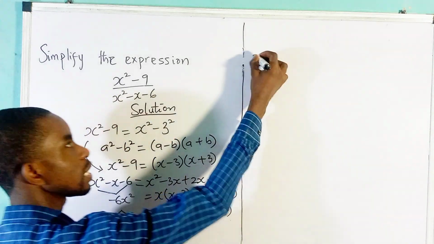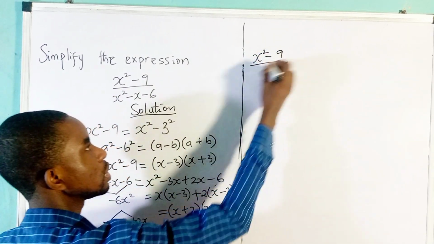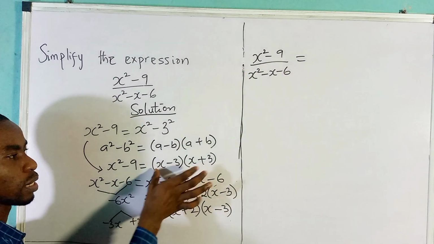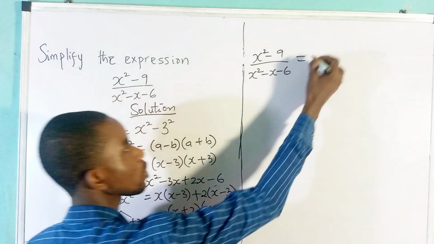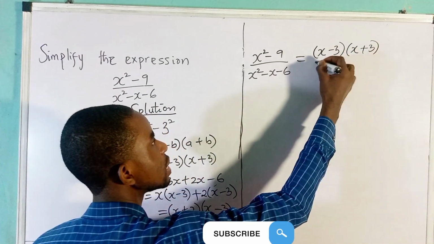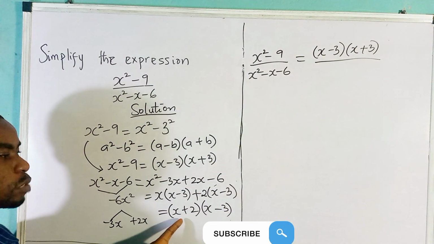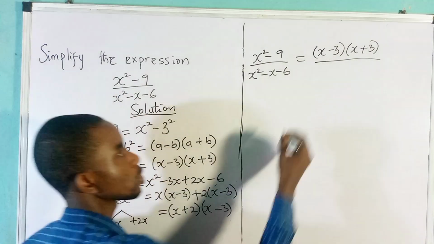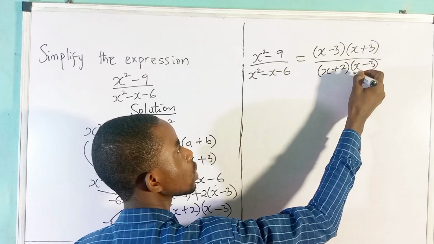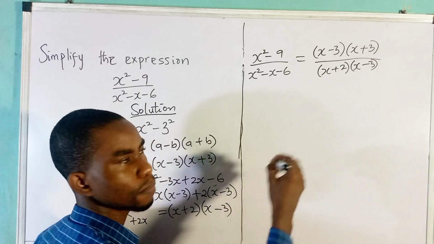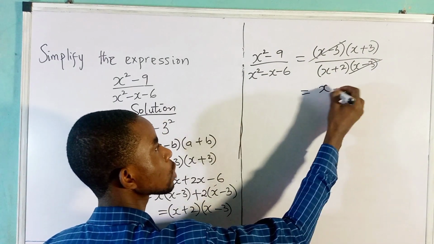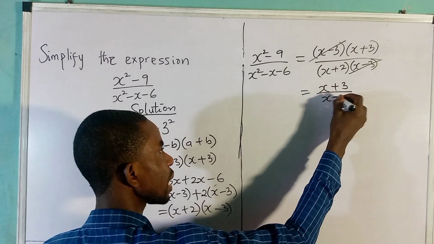Therefore, x squared minus 9 divided by x squared minus x minus 6 can be written as x minus 3 times x plus 3, and then divided by x plus 2 into x minus 3. So these two are the same, therefore they can just divide each other, and then we'll be left with x plus 3 divided by x plus 2.